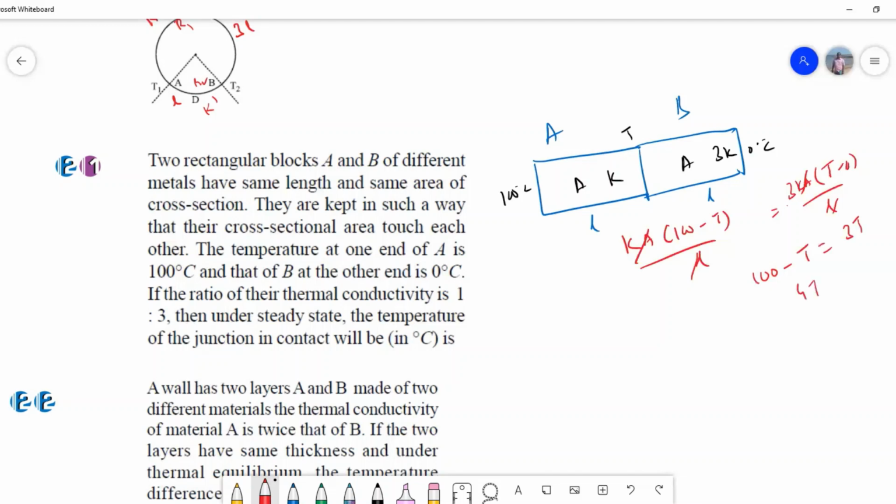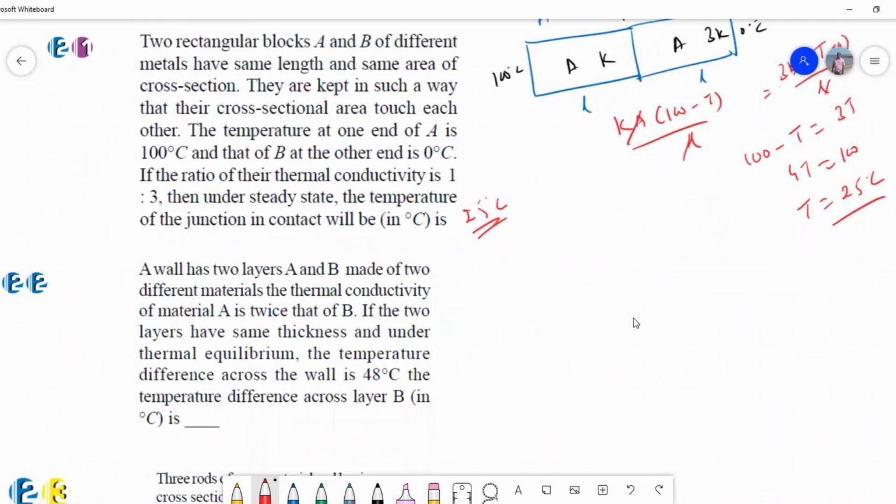So 4T is equal to 100. T is equal to 25 degrees centigrade. So the answer is 25 degrees centigrade. Let's go to problem number 22.